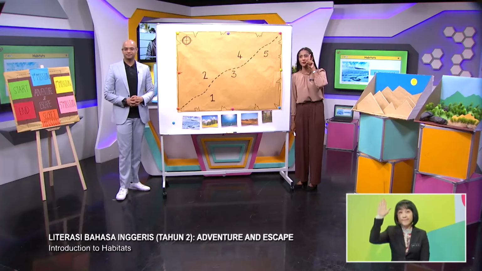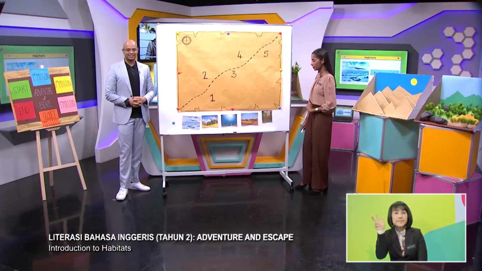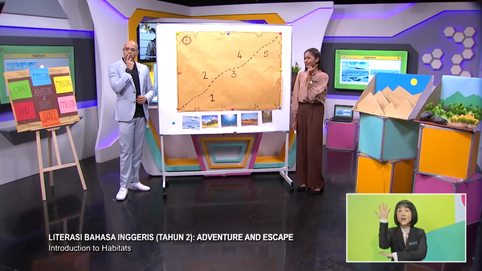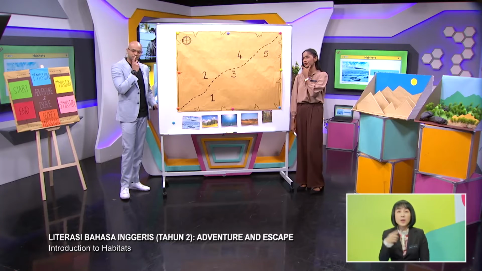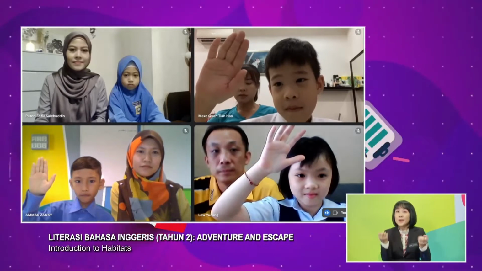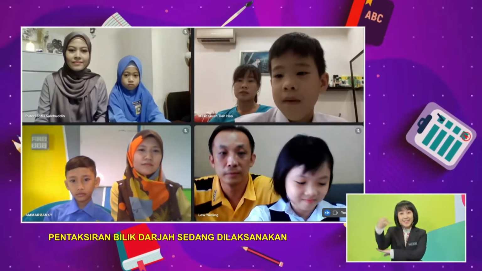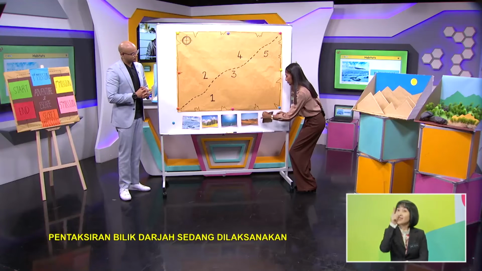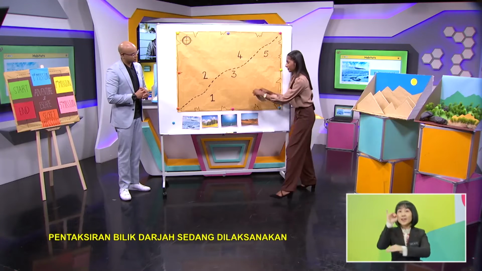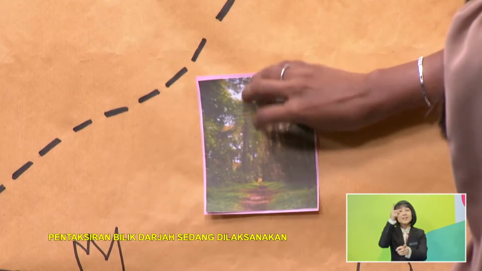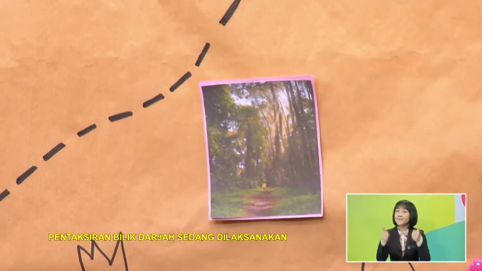Okay, listen carefully. The first keyword, trees. Can you tell me where you can find trees? You can raise your hand. Who would like to try this one? Okay, Max, can you answer? Jungle. Very well done, you are right. So the first one is jungle. We have got the first one right here. Well done.